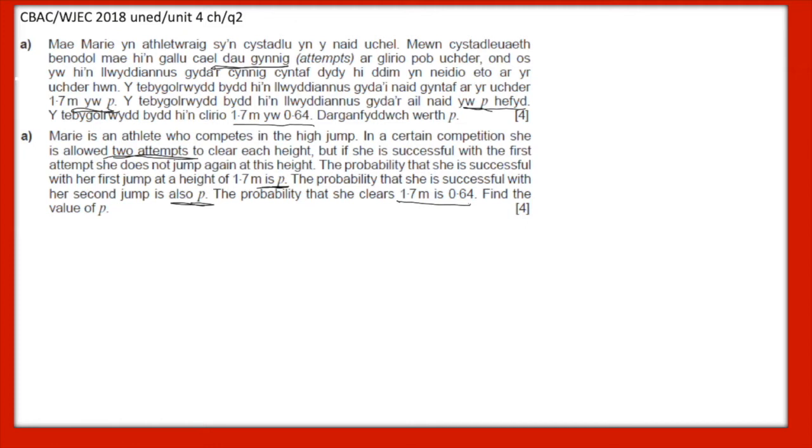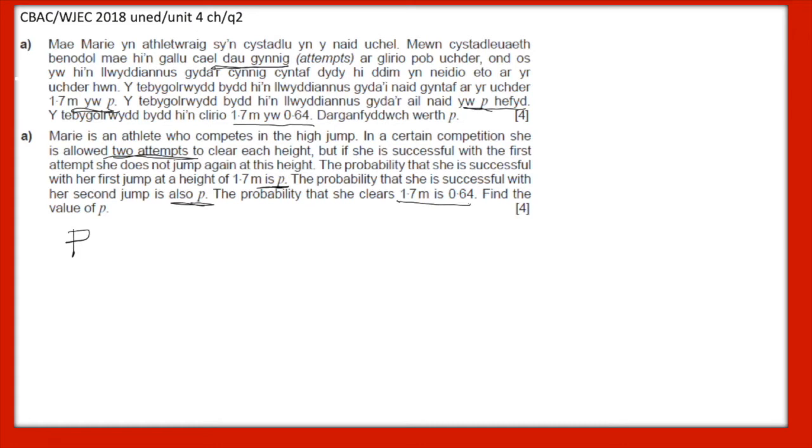The important thing to realise here is that Mary is entitled to 2 jumps and she clears 1.7. So she either does it on her first jump, in which case the probability that she does that is P, or she fails on her first jump and then manages on the second jump. So the important things here are the ands and the ors.